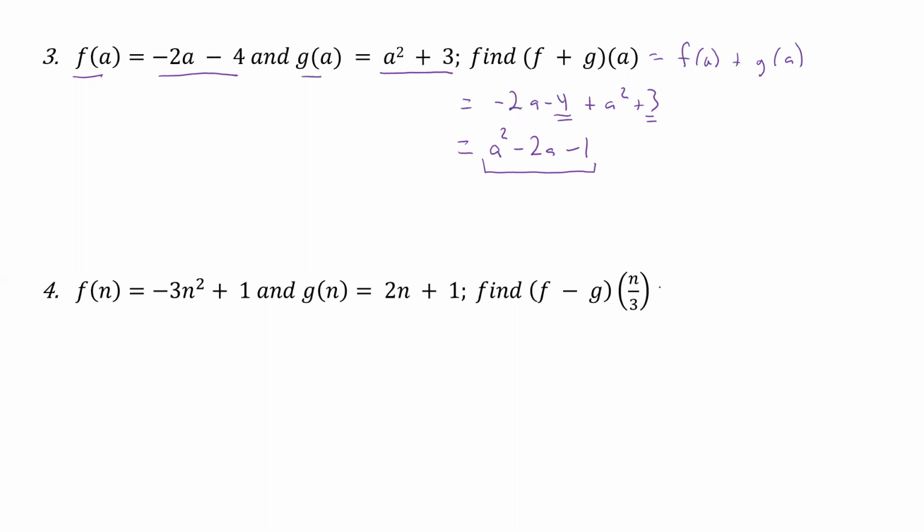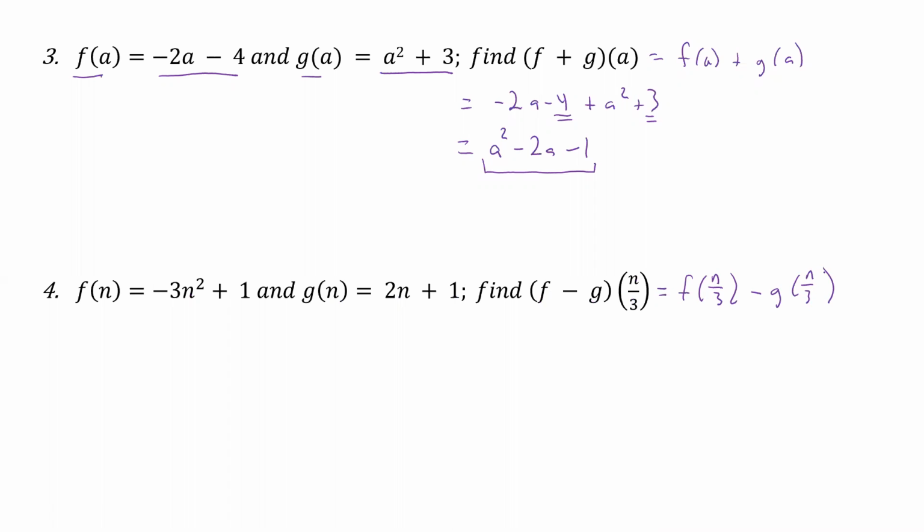All right, what about this next one? Well, we have f of n is equal to negative 3n squared plus 1, and g of n is equal to 2n plus 1. We only want to find f minus g of n over 3. So what does that want us to do? Well, that wants us to find f of n over 3 minus g of n over 3.